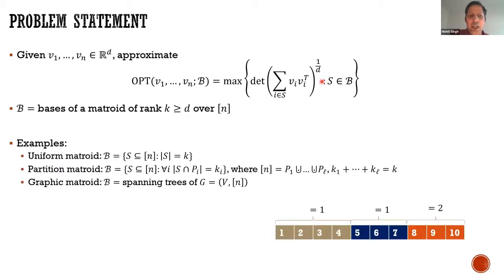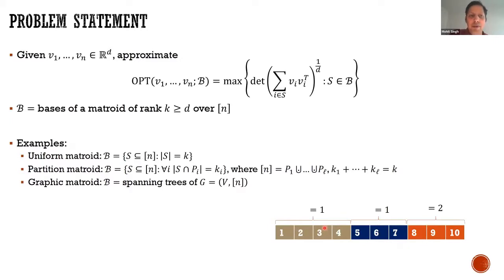So just if you haven't seen matroids before, here are some simple examples. Uniform matroid is a very simple matroid where the set of bases are any set of size k. A bit richer matroid is a partition matroid where I, for example, give you a partition of my ground set, and I tell you from each part how many elements to pick. For example, from the first 4 vectors, pick 1 vector. From the next 3, pick 1, and for the next 3, pick 2. And of course, you have a choice of which one to pick and so on. You could have much richer matroids as well. For example, the set of spanning trees of a graph also forms a matroid. And so on.